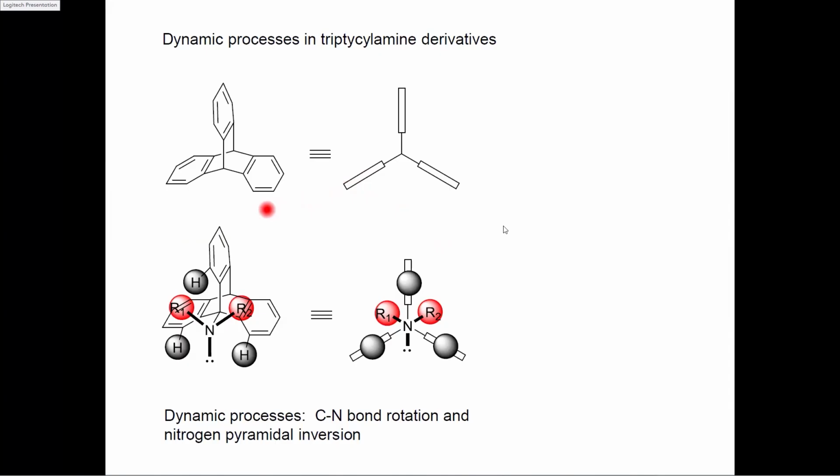There are two processes which are dynamic in nature in this particular system. One is a carbon-nitrogen bond rotation. Here you will have restricted rotation because it's a highly sterically hindered position because of these 3 hydrogens. Steric hindrance is what is causing the restricted rotation in this particular molecule.